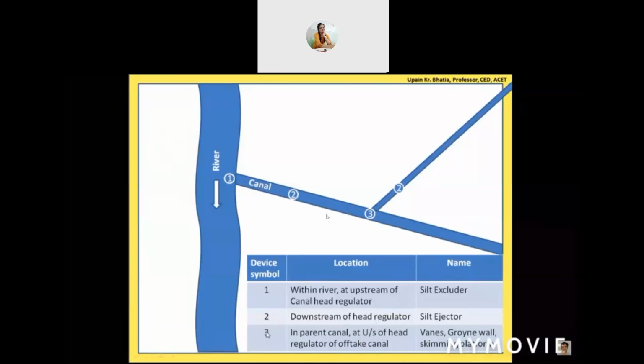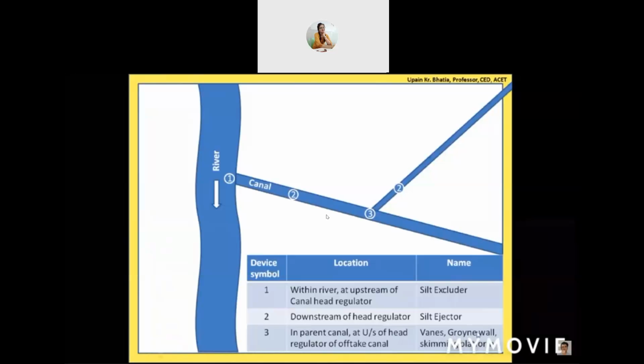Third is in the parent canal. This is the parent canal. So this is within the parent canal, but on the upstream of the head regulator of the off-take canal. So this is the off-take canal. Here we are going to provide the device on the upstream side of the head regulator. Okay, so this is device symbol 3. Here the name of the device is either vanes, groin wall or skimming platform. There are 3 different devices. We will be discussing them all one by one in this lecture. So we can provide either vanes or groin wall or skimming platform.